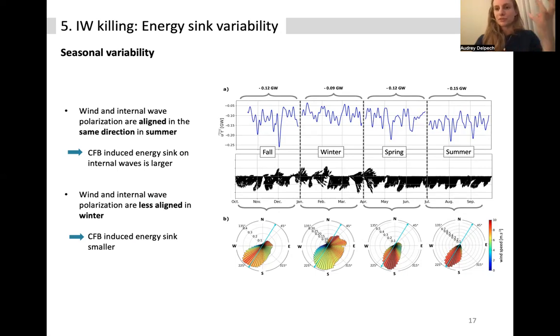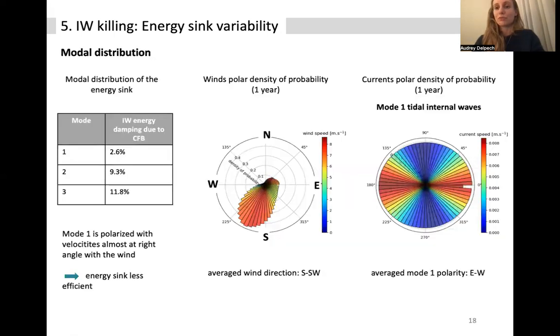Just because we've seen that there is this angle effect, we've also investigated the energy sink as a function of the modes, because we know that the different modes are polarized differently. We've computed the internal wave energy damping due to the current feedback for mode 1, mode 2, and mode 3. It actually increases with the different modes: it's 2.6% of energy loss for mode 1, 9.3% for mode 2, and 11.8% for mode 3.